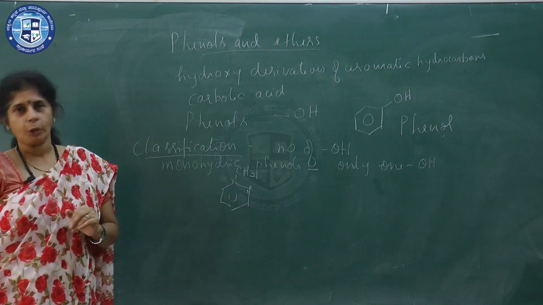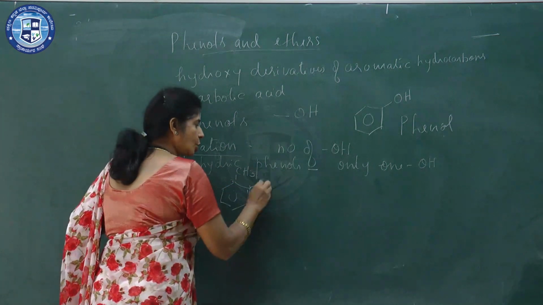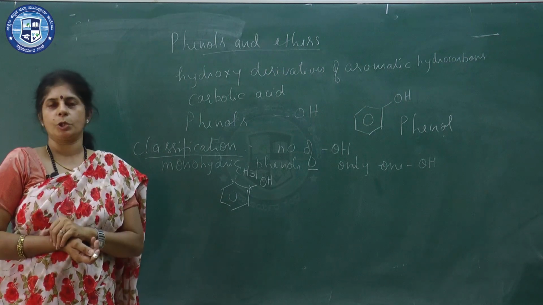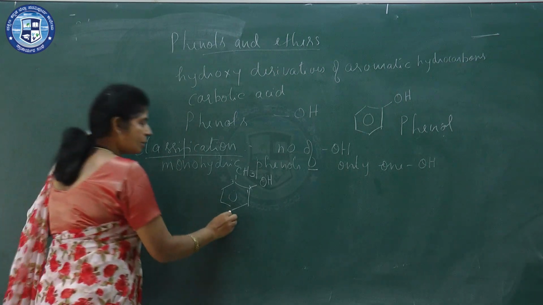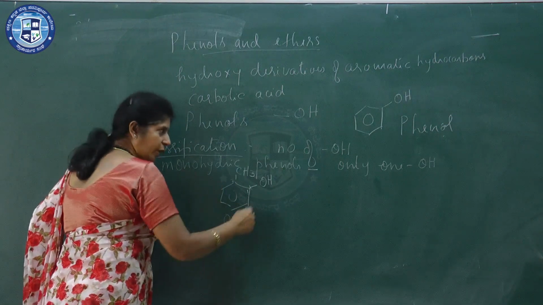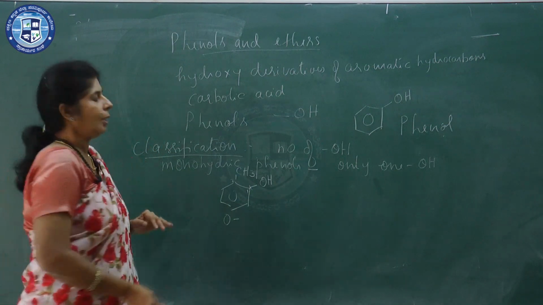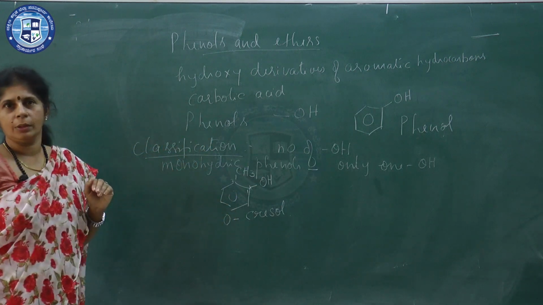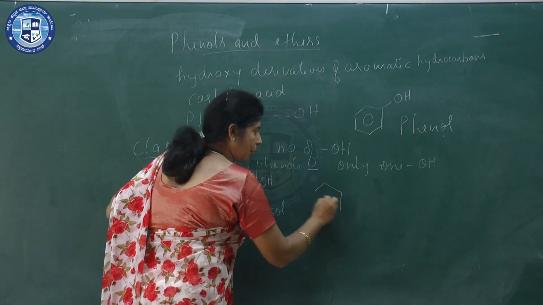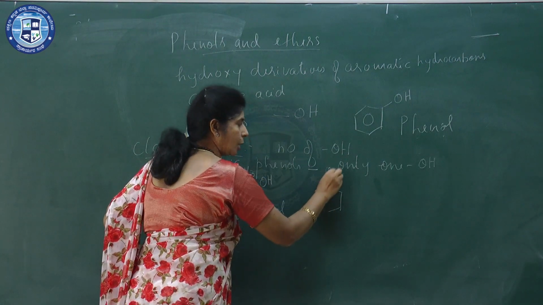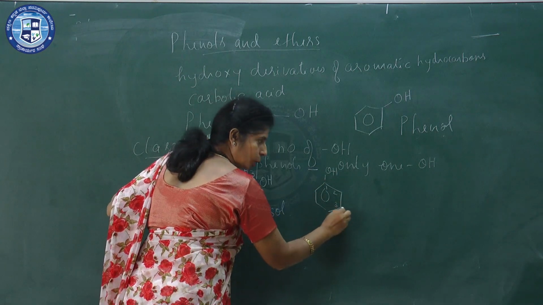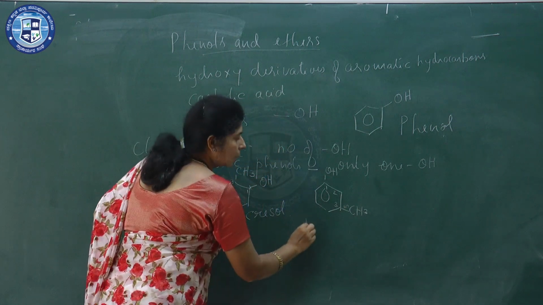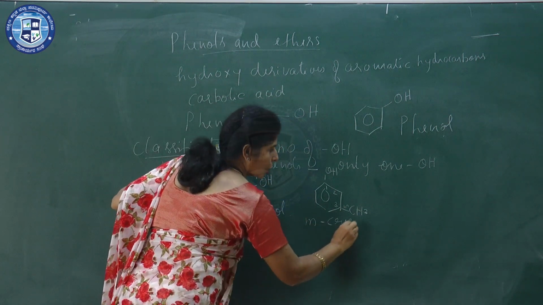This is the ortho case. So if the OH group and methyl are present at the 1,2 position, this is ortho, and the phenol of toluene is trivially called cresol. So this becomes orthocresol. Or if the methyl group with respect to the hydroxy group is present on the third position, here is a methyl group, this is the meta position, this is called metacresol.